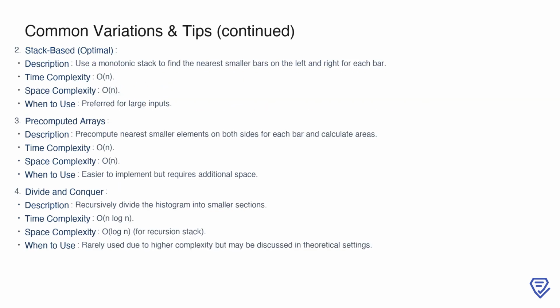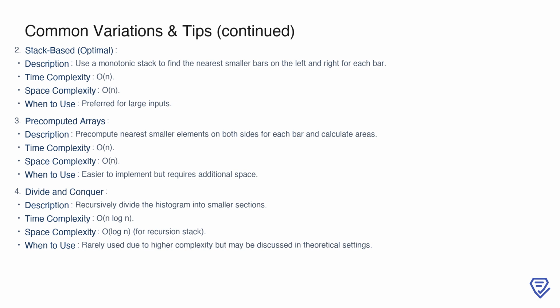The stack-based approach is the optimal solution for this problem. It uses a monotonic stack to efficiently find the nearest smaller bars on the left and right for each bar. This method has a time complexity of O(n) and a space complexity of O(n), making it the preferred choice for large inputs. Another viable strategy involves pre-computing arrays for the nearest smaller elements on both sides of each bar. While this approach is easier to implement, it requires additional space and achieves the same time complexity of O(n).